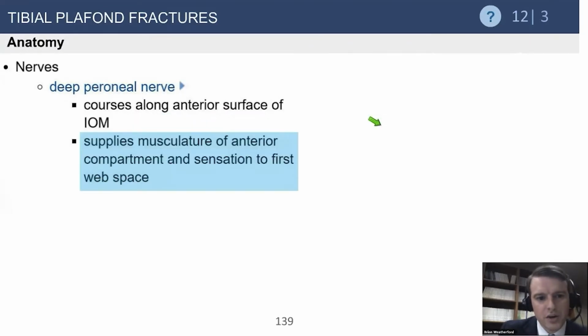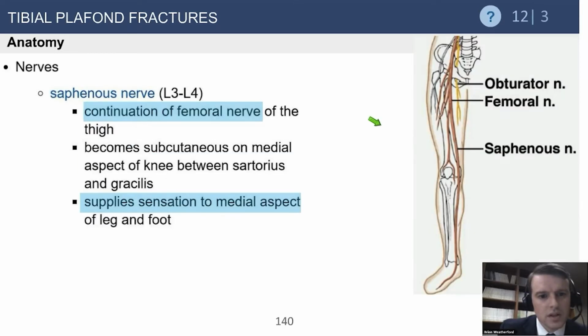The deep peroneal nerve courses along the anterior surface of the interosseous membrane along with the anterior tibial artery. It supplies the musculature of the anterior compartment and will give sensation to the first web space, which is a classic test to look for the deep peroneal nerve. The saphenous nerve is a continuation of the femoral nerve. It becomes subcutaneous along the medial aspect of the knee between the sartorius and the gracilis. It'll be typically running with the saphenous vein along the medial malleolus, and it will supply sensation to the medial aspect of the leg as well as the foot.